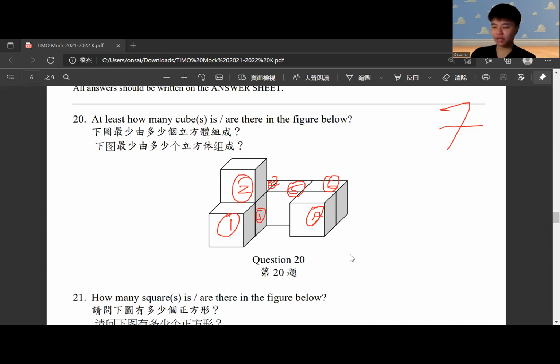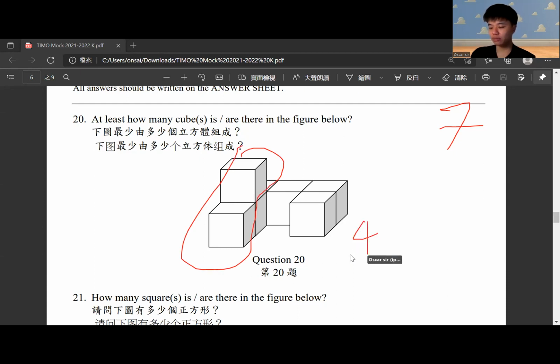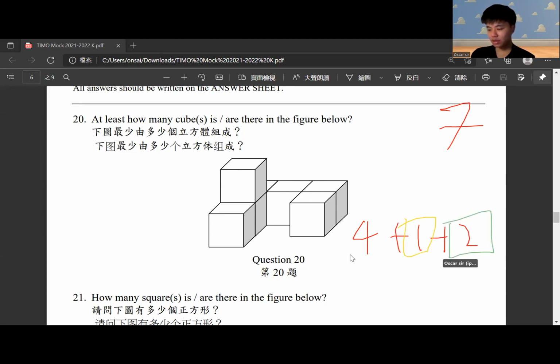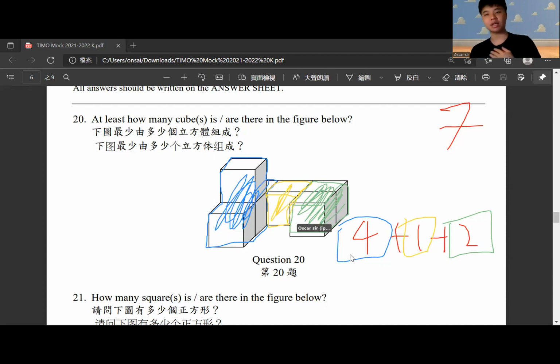Actually, we can have a more systematic way to do that. We can count the cubes one row by one row. You know what I'm saying? The first row is here, this row is 4 cubes, right? And then in the second row, 1, second row is 2. I'm trying to use the color to distinguish this. We can do it one row by one row. This is more clear and more systematic. This is quite a good way to do that.